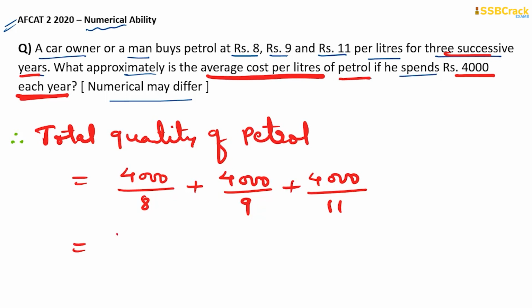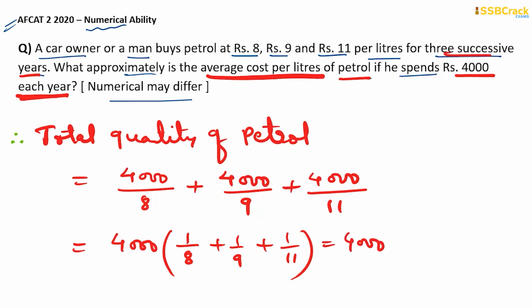So this calculation you can do by taking this 4,000 common. So we have 1 by 8 plus 1 by 9 plus 1 by 11 to simplify, right? So we have 4,000 multiplied by the bracket calculation, which you can verify comes out to be 259 divided by the LCM, that is 8 into 9 into 11. So this is the calculation for the total quantity of petrol that person bought from the first year till the third year. Alright, so we got the total quantity of petrol.